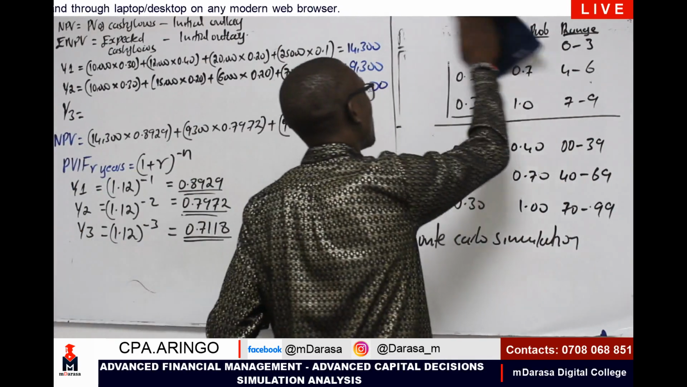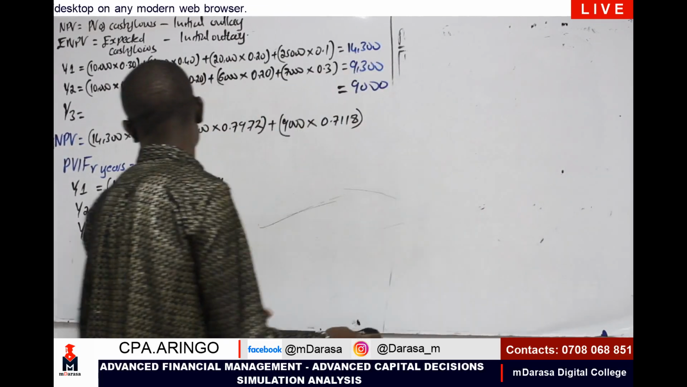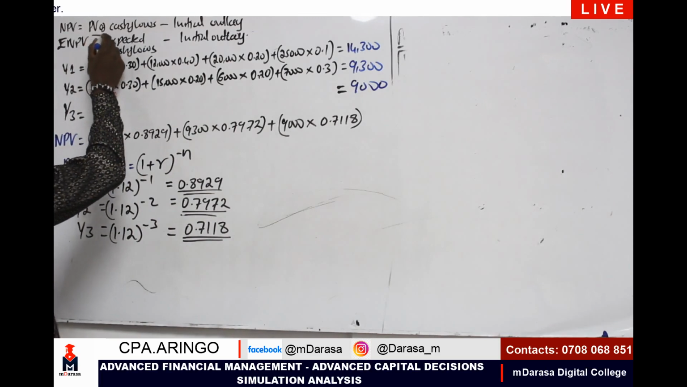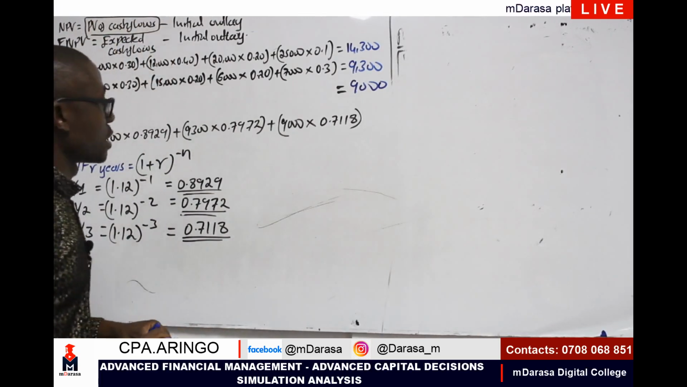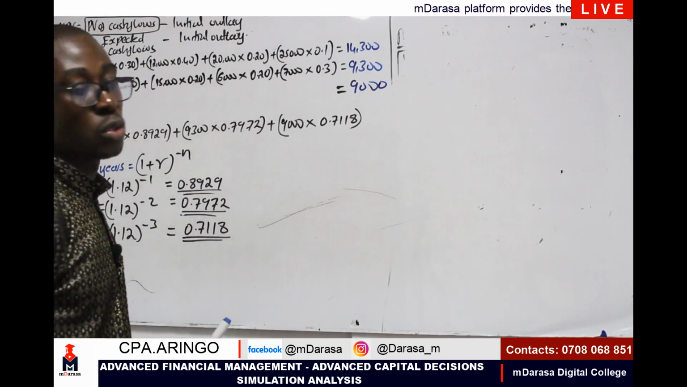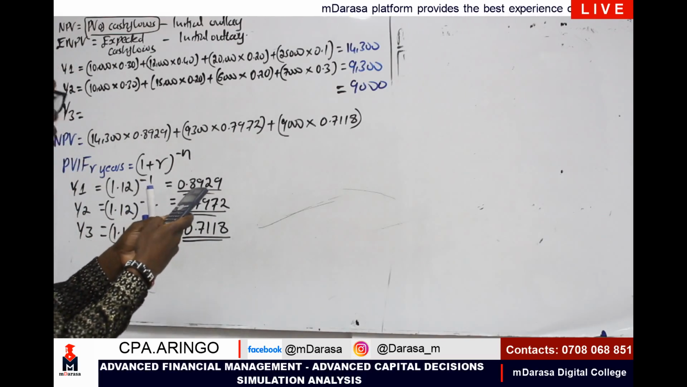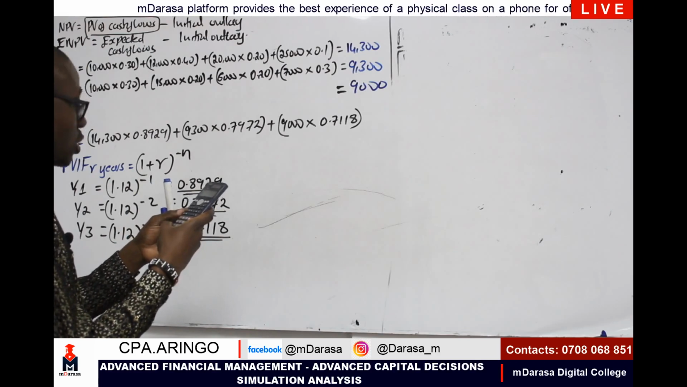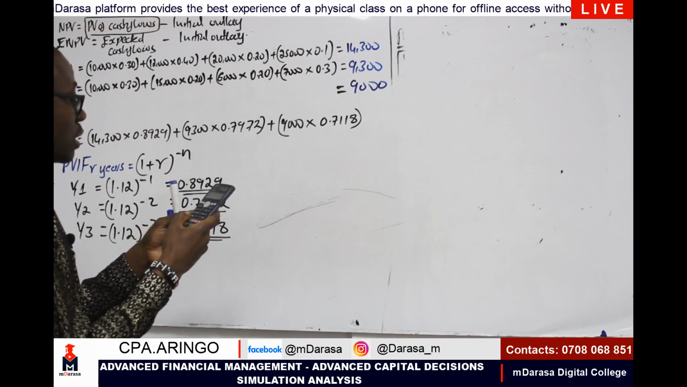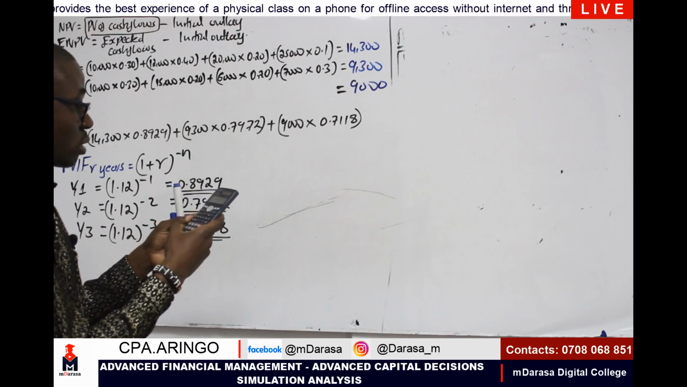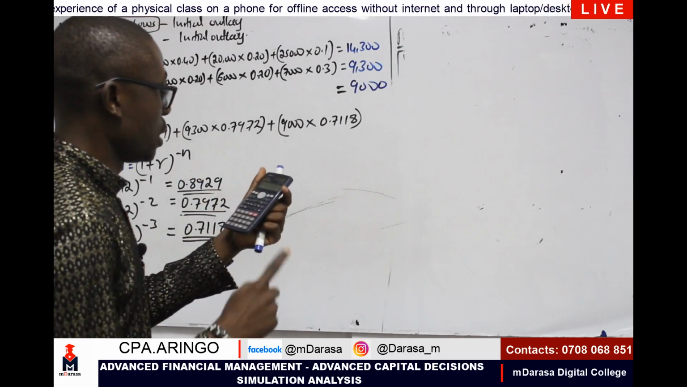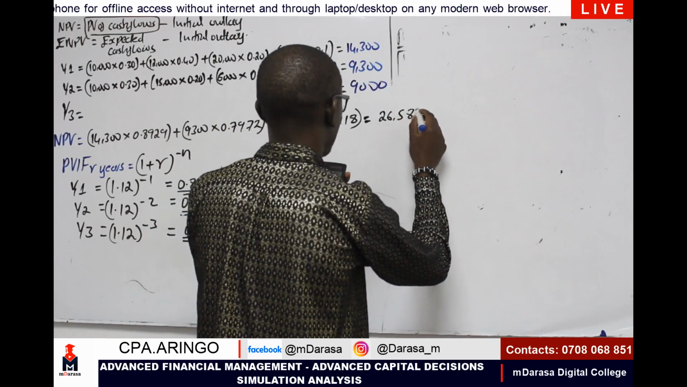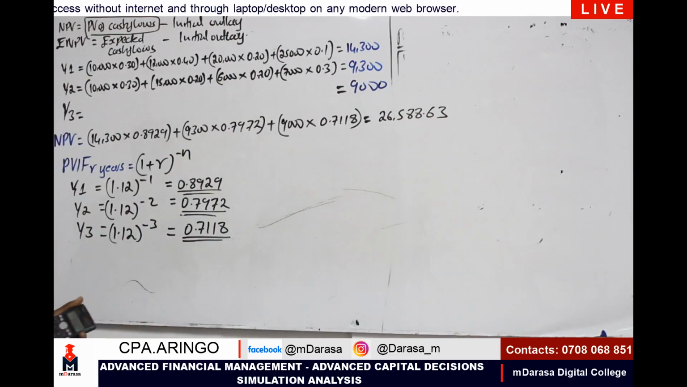So once we have that, what will we be having here? Confidently, we can come and say that this is now what we are referring to as present value. You see, present value of our cash flows. So my present value for cash flows, therefore, we should be talking of 14,300 times 0.8929. We add 9,300 by 0.7972. We are going to add, my good students, 9,000 by 0.7118. So this should give us our present value to be 26,588.63. Less what? Initial outlay.